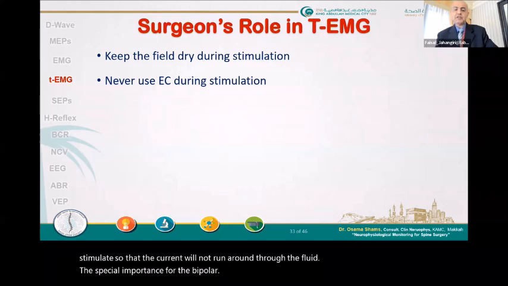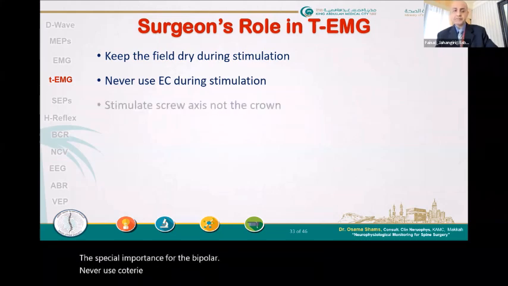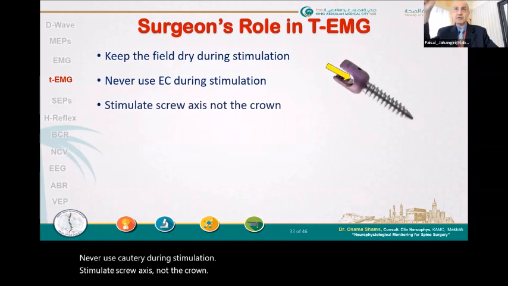Never use cautery during stimulation. Stimulate the screw axis, not the crown. The axis itself, not the crown.